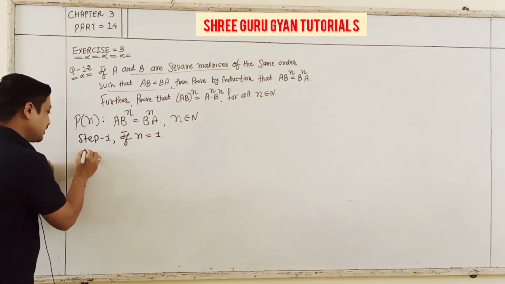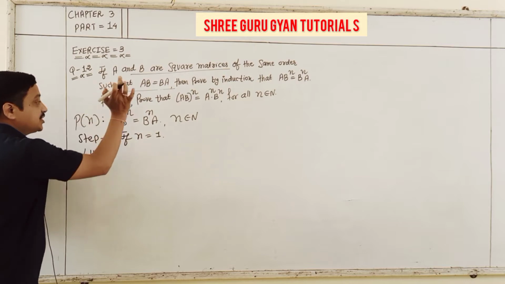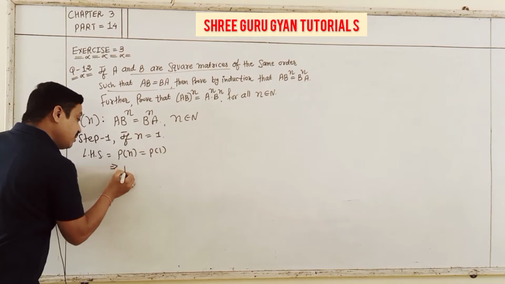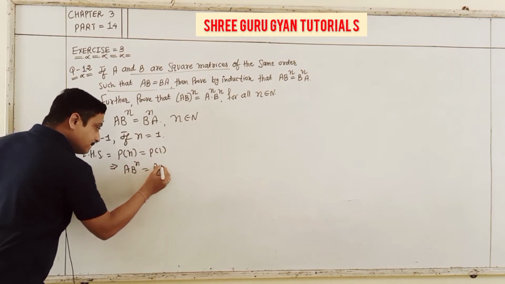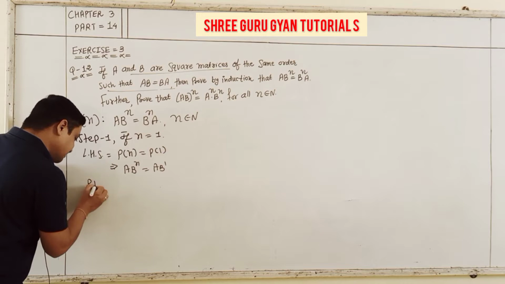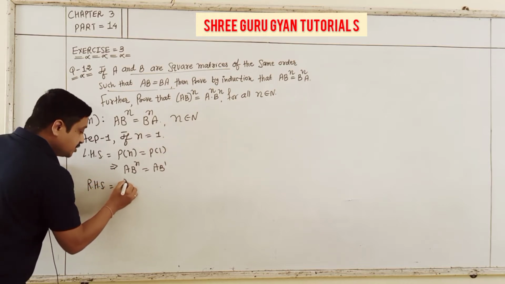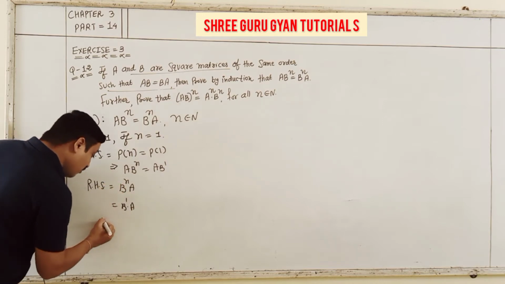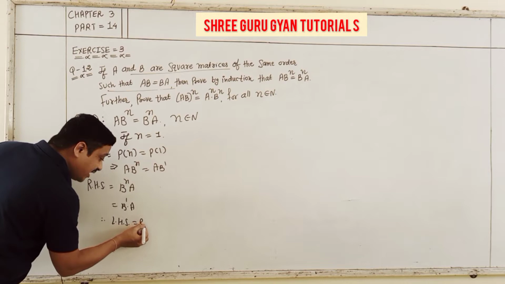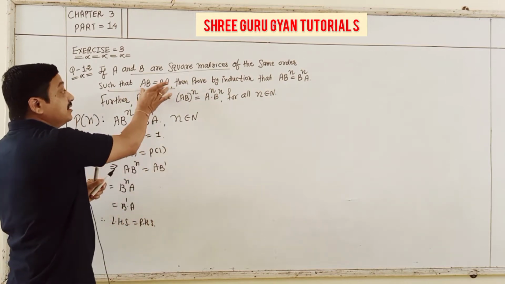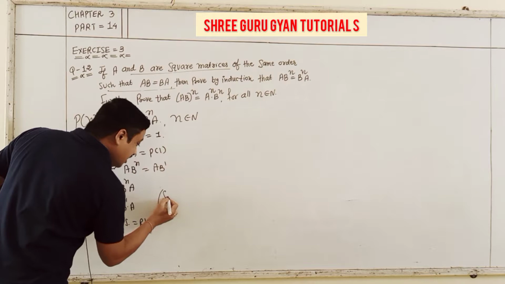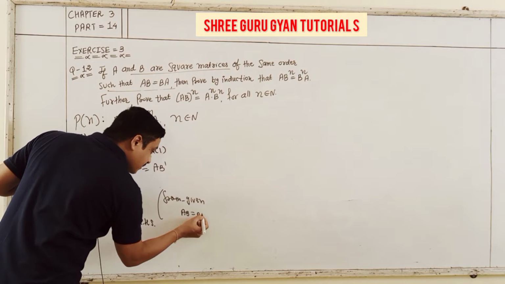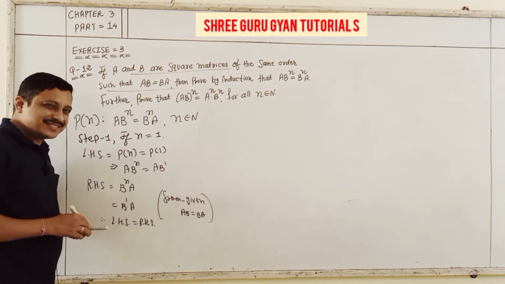So what is your LHS? That is your LHS of P(1). It is (AB)^1, and the RHS is B^n into A, so B^1 into A. Check, both are the same. Therefore LHS is equal to RHS, yes, from the given AB is equal to BA, and that is your simple first step done here.